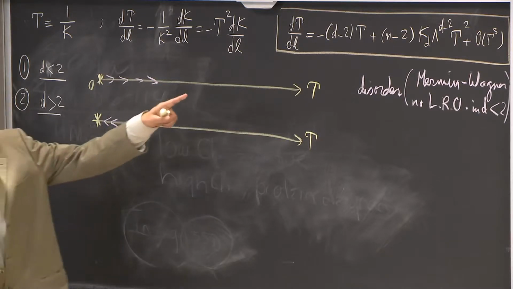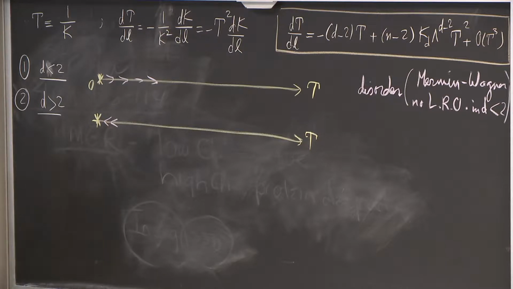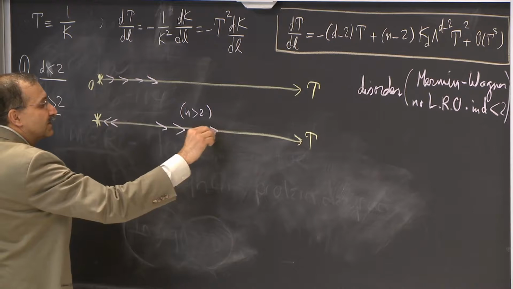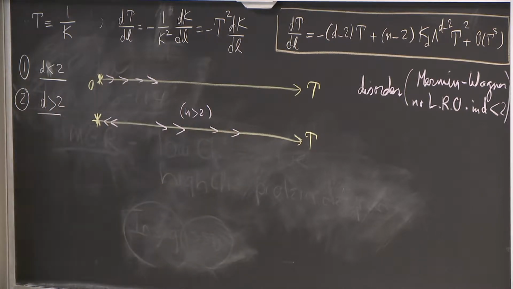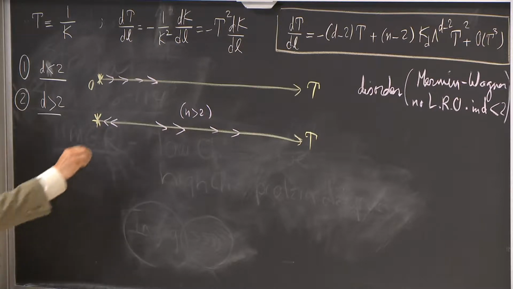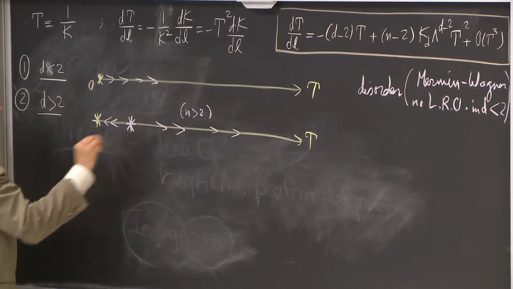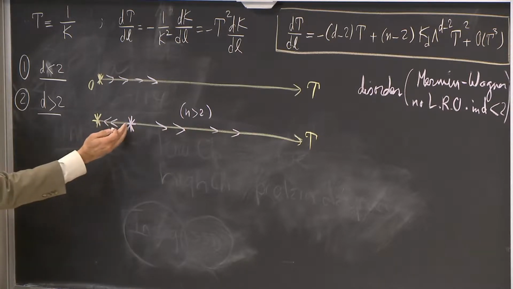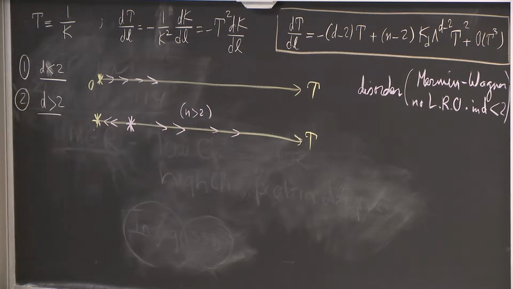Whereas the quadratic term for n greater than 2 has the opposite sign, and pushes me towards disorder, which means that there should be a fixed point that separates the two behaviors. Any temperature lower than this will give me an ordered phase. Any temperature higher than this will give me a disordered phase.